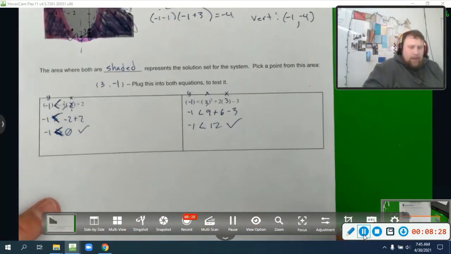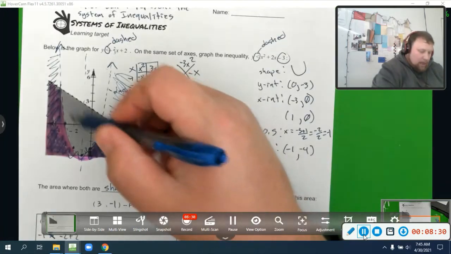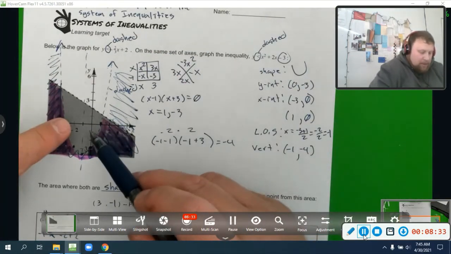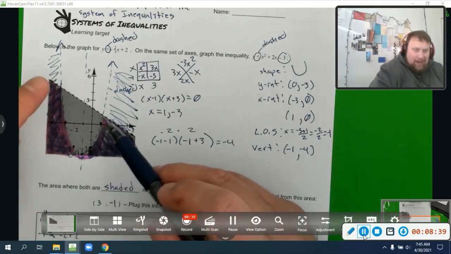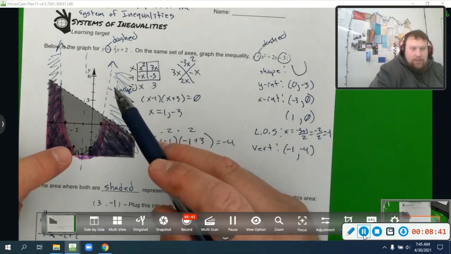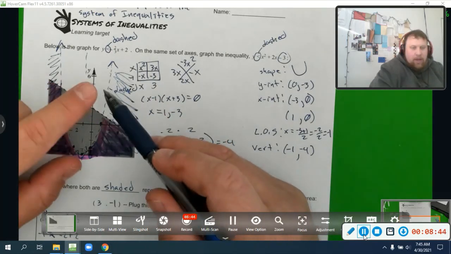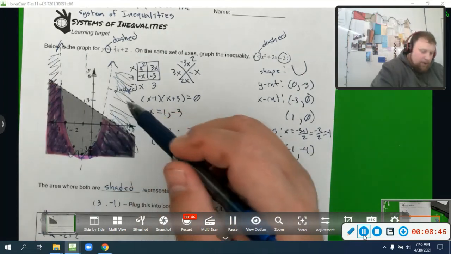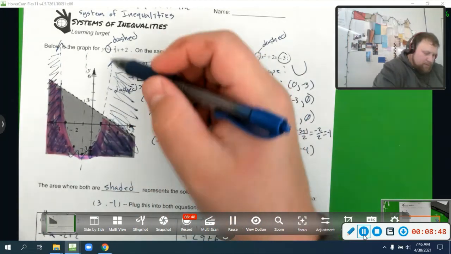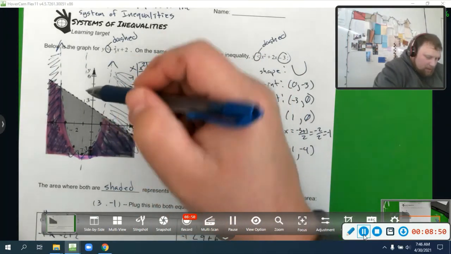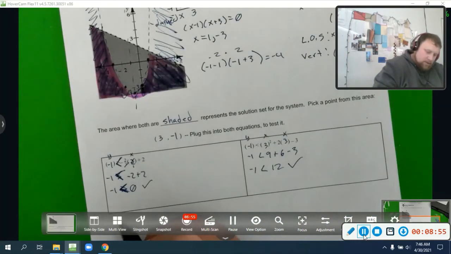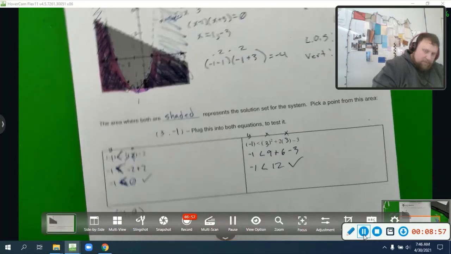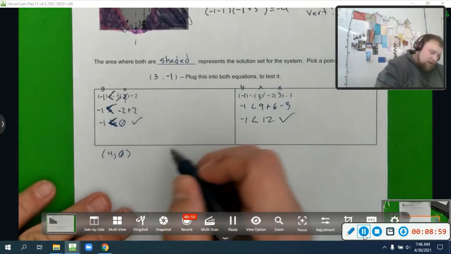Now I want to show you what would have happened if we would have picked a point anywhere in one of these regions. If I picked a point in this region, it's going to be true for the line, y is less than -2/3 x plus 2, but it won't be true for the other. Let's pick a point anywhere up here where it's going to be false for both of them. So I'm going to pick a point, let's see, (4, 0). So let's test the point (4, 0).